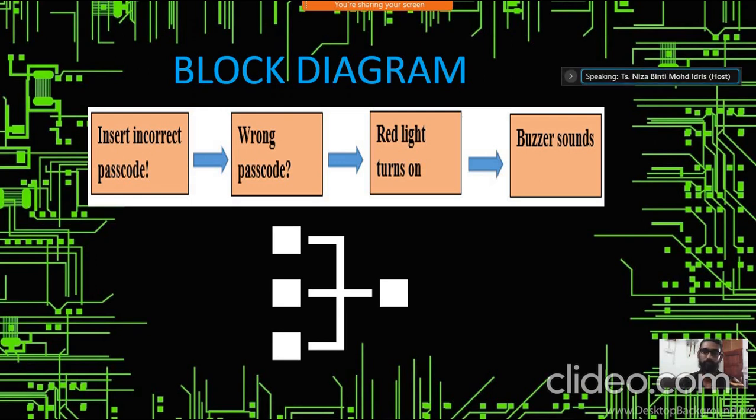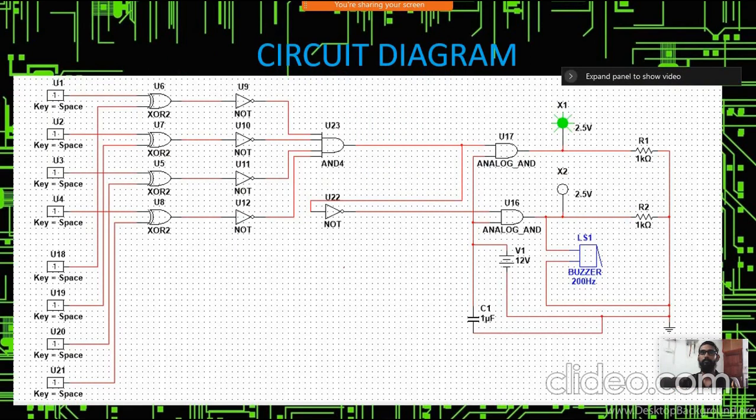Okay, this is a block diagram. First insert the incorrect passcode, then the wrong passcode. Then the red light turns on, then the buzzer sounds. Okay, this is our circuit diagram.